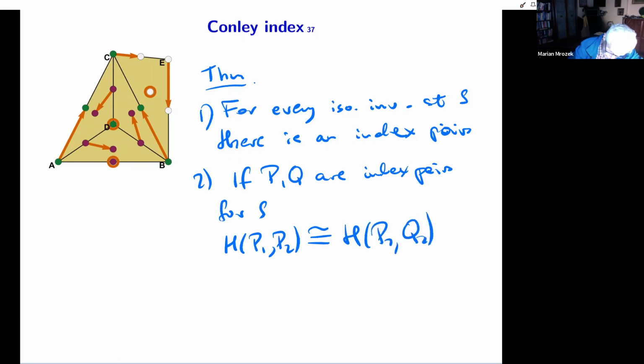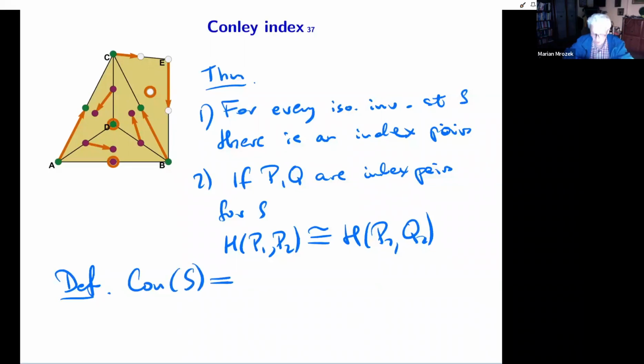The Conley index of S is just the homology of an index pair. There is one, and you can choose any because you get the same homology. Okay, so this way we reach the definition of the Conley index in the combinatorial setting, and I think it's high time to stop here.